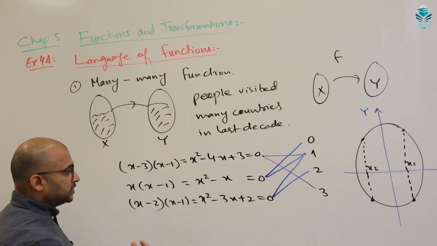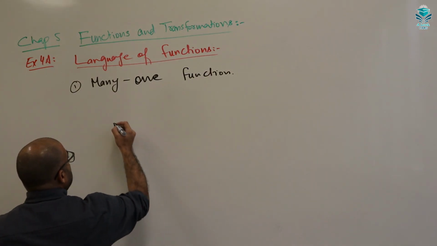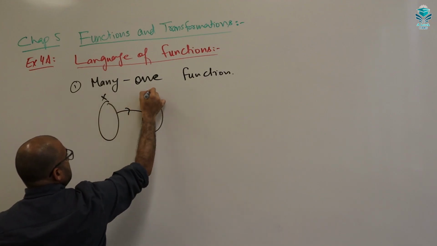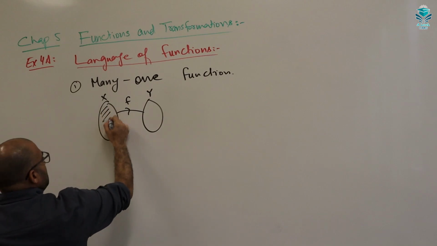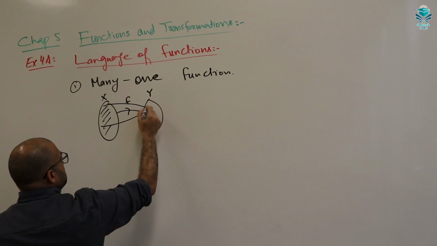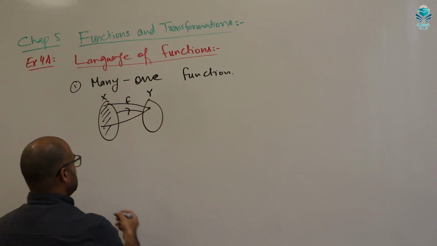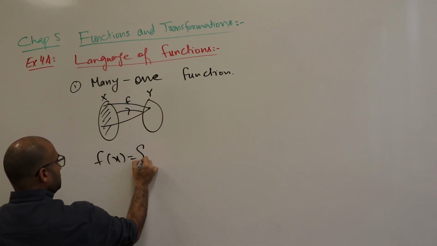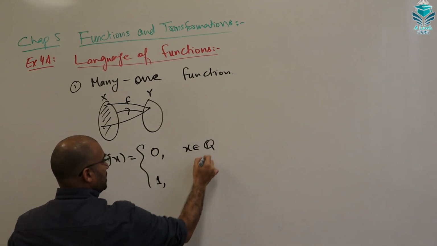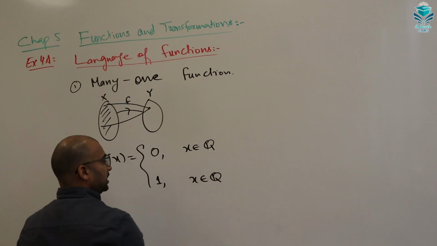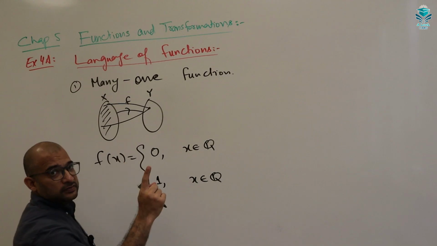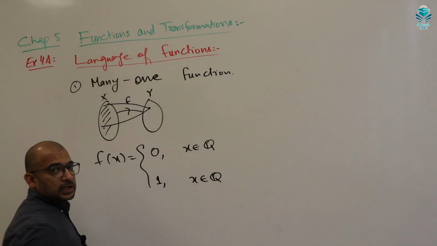Now we see the many-one function. Let's say there is a function f from set x to y in which many elements map on a single element, meaning these map on a single element. If we define it mathematically, we can take a function that is 0 when x belongs to the rationals and 1 when x belongs to the irrationals. So you can see that there are many rational numbers, but they map only on one element, which is 0, and 1 for the irrational numbers.